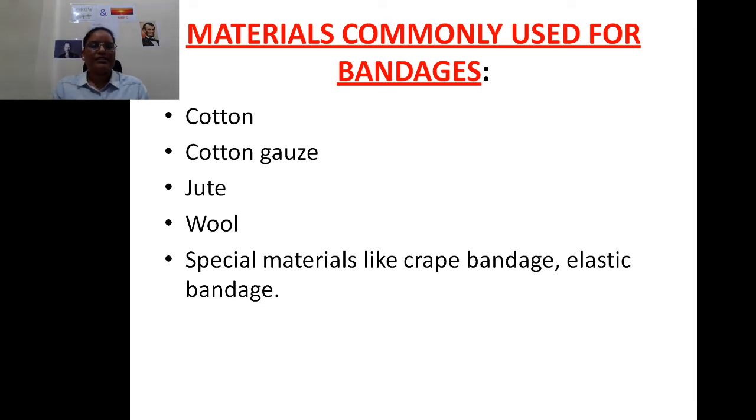Then next is materials commonly used for bandage. There are different types of material used for bandage, that is cotton gauze, jute, wool. These are the stuff which are used to prepare the bandage, and special material like crepe bandage, elastic bandage.